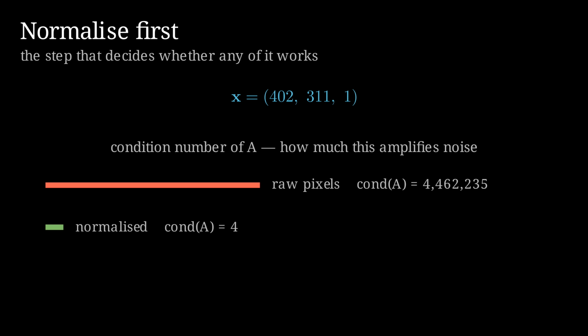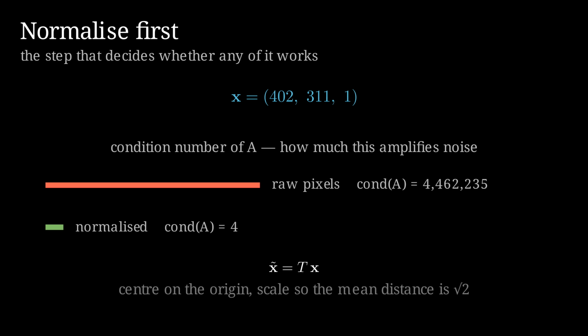The fix is one paragraph of code, and it's called Hartley normalisation. Shift the points so their center is at the origin. Scale them so their average distance from it is √2. Solve. Then undo the 2 shifts on H at the end. Same points, same algorithm, condition number 4. That is a factor of 1,000,000 for about 6 lines. Do not skip it. 2 ways this falls over.